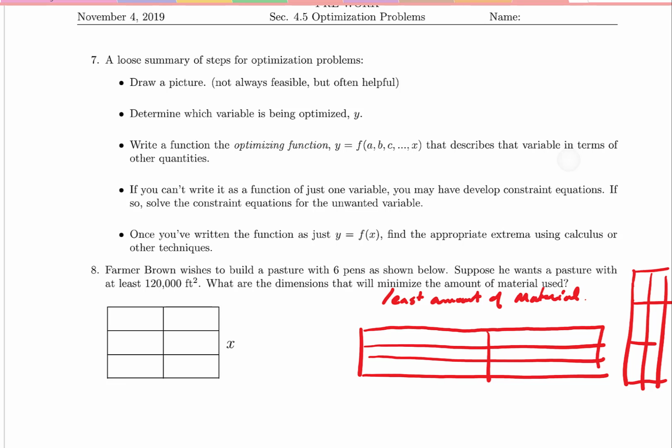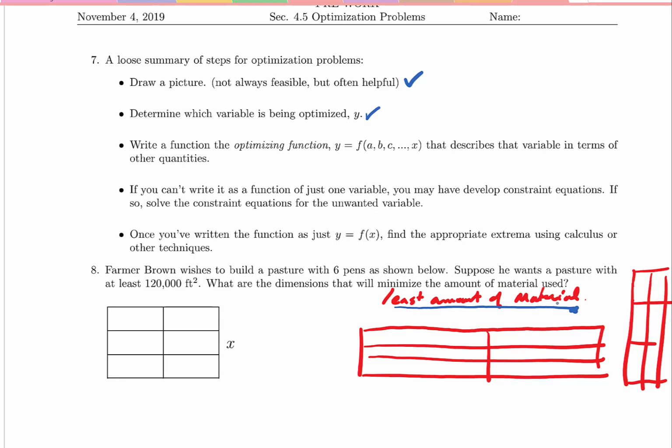So running through these steps, the first thing I said is to draw a picture. Well, in this case, a picture was given to us. That won't always be the case, and I highly encourage you to try and draw a picture when it's feasible. Then to determine the optimizing variable, y. Okay? In this case, what we're trying to optimize is the amount of material.